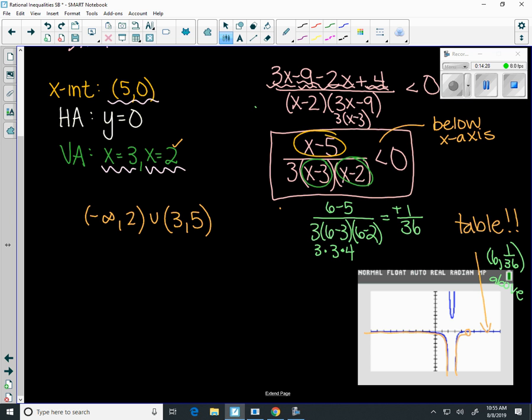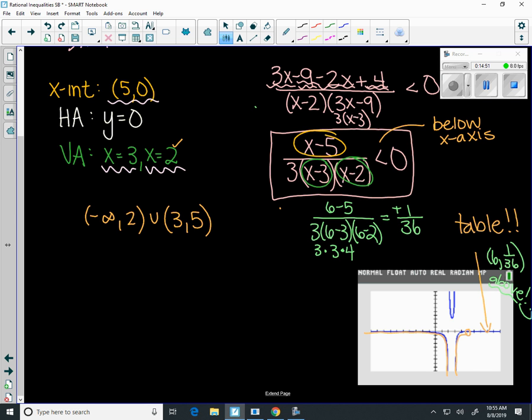And again, if you're like, yikes, that is way too much for me, that's okay. That's in your calculator table. That's just me showing you how you could find that without your calculator. Because eventually we will get there, very late in the year. So from 5 to infinity, we're above the x-axis because we don't have any other x-intercepts.